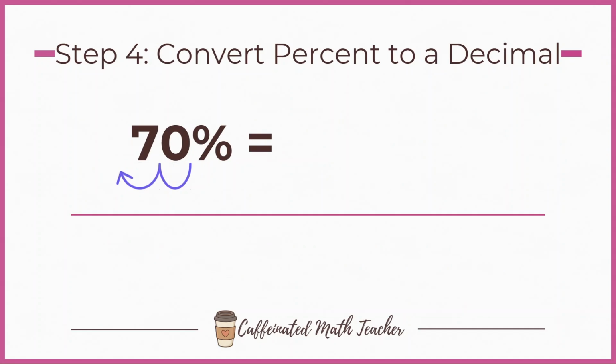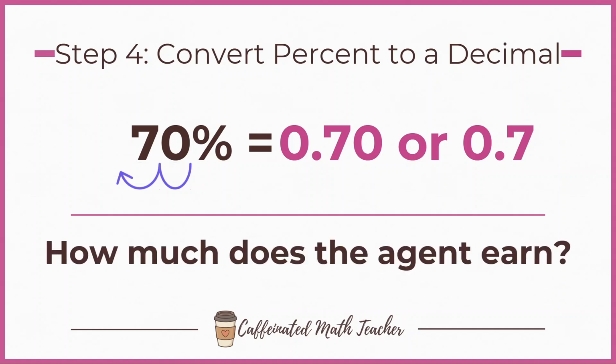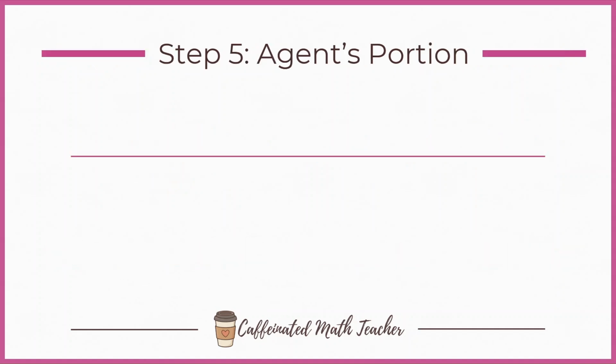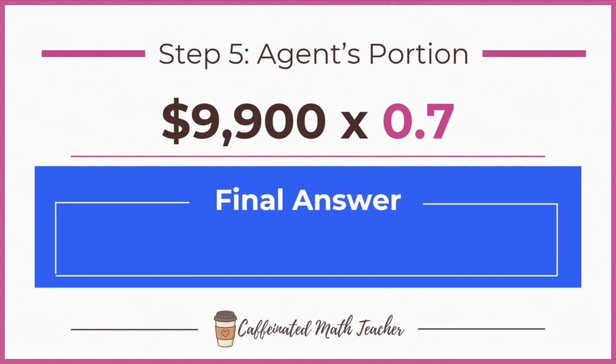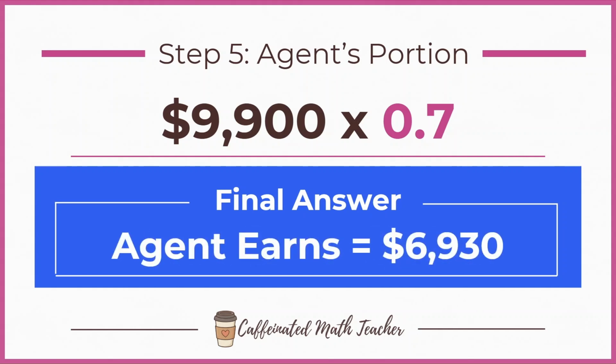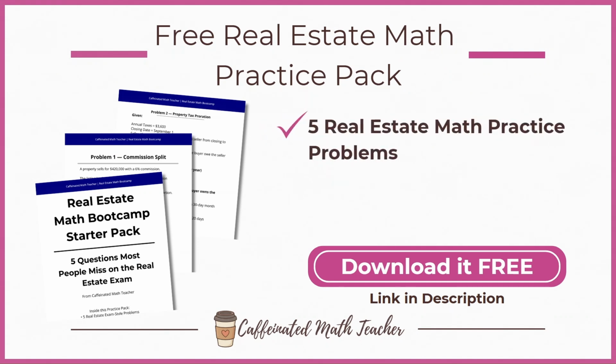Now we find the agent share by first converting 70% to a decimal, which is, after we move that decimal point that falls behind the 0 2 spots to the left, 0.70 or just simply 0.7. Simply multiply the commission the agent's brokerage receives by the percent as a decimal to find the agent's portion. So you can think of this as taking 70% of 9,900. This gives us 6,930. So the agent earns $6,930.